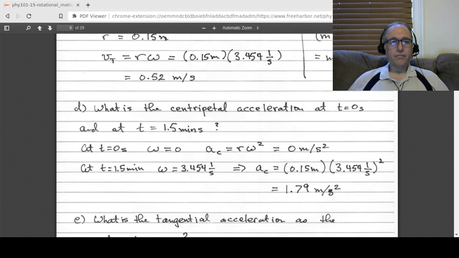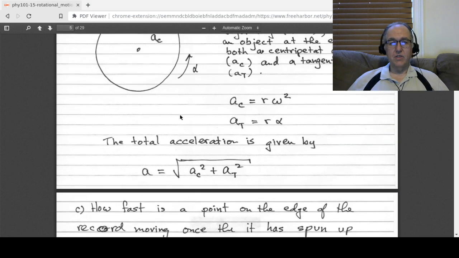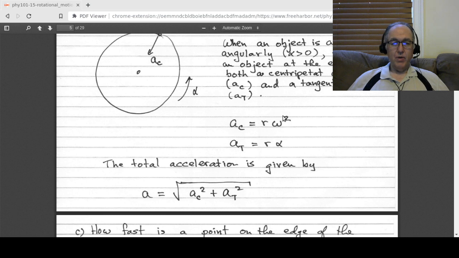All right, now part D: what is the centripetal acceleration at t equals 0, and what is the centripetal acceleration at 1.5 minutes? Now the equation I gave you for the centripetal acceleration depends on omega, and if omega changes, the centripetal acceleration will change. So even though the formula is the same, this is still really a different physics than we had before, because omega here has a time dependency.